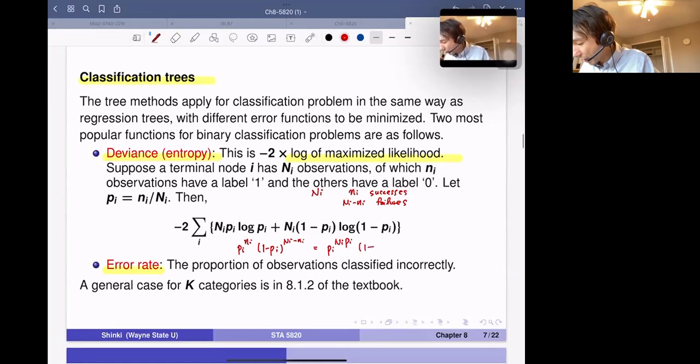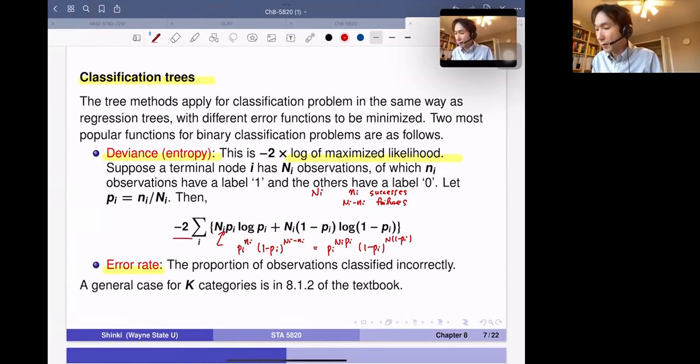And times 1 minus pi times n times 1 minus pi. So if we take the logarithm, then that becomes this. So the log likelihood function becomes this, but negative 2 times the log likelihood function. So we minimize this function to get the optimal tree.